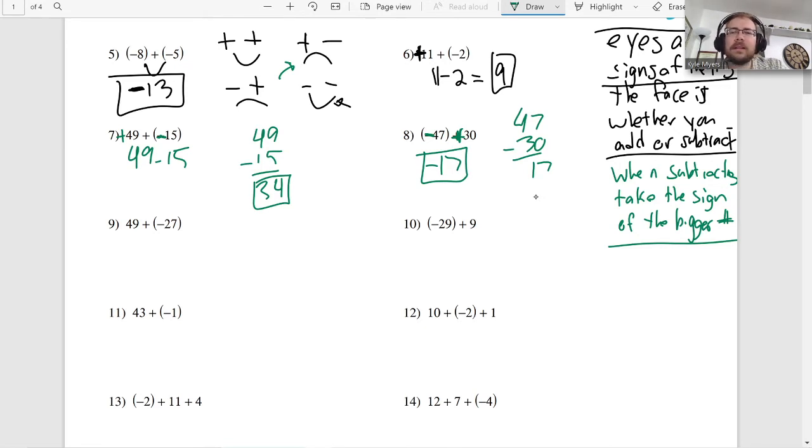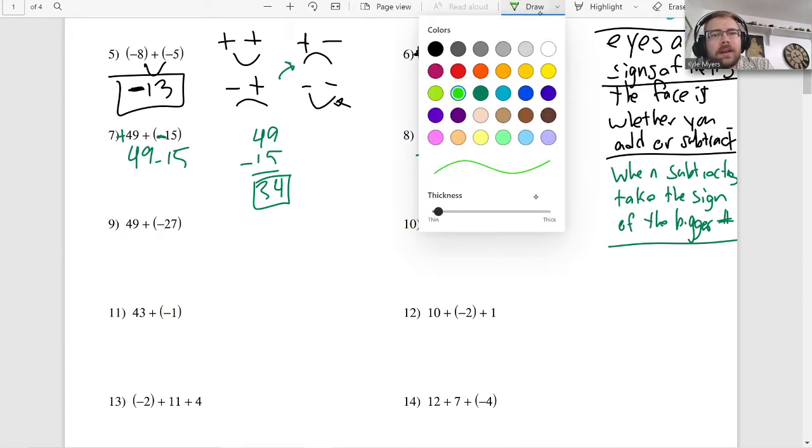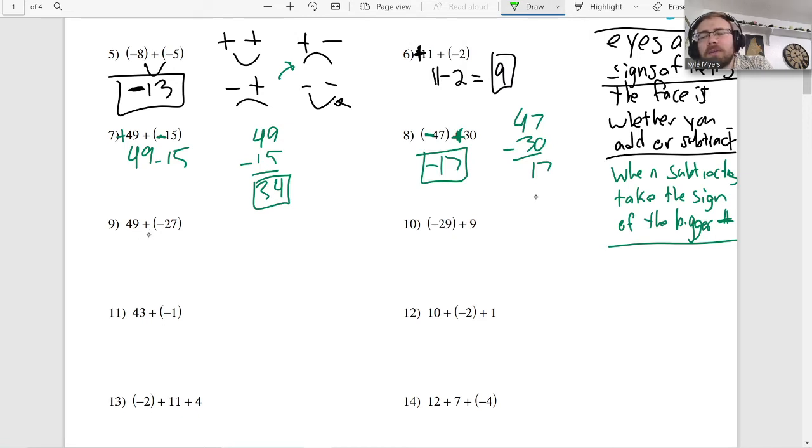Whew. Okay, that was a little bit harder. But let's see what that looks like on the next one. On the next one, we actually don't need to do that. Let's continue to change colors to green here just because I can. So this one actually is just 49 minus 27. It's positive. That's negative. So we subtract.